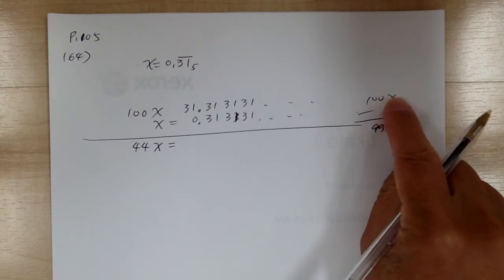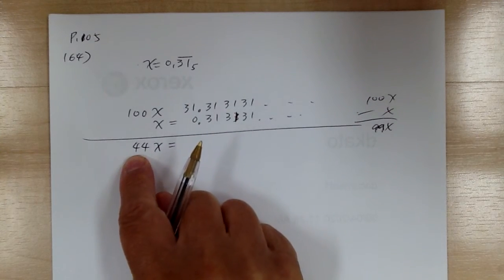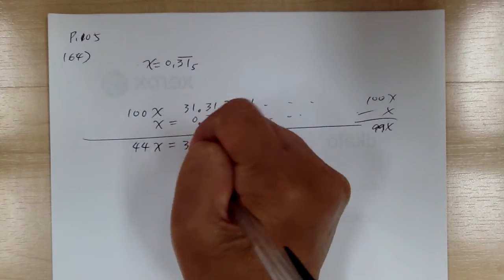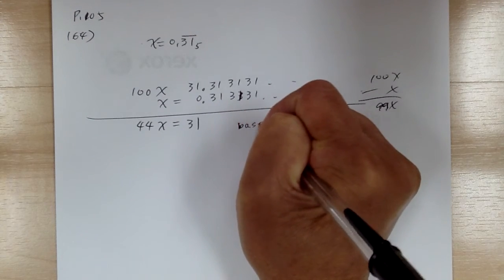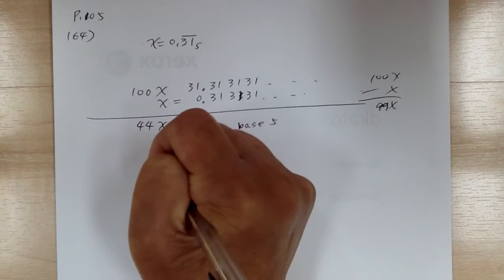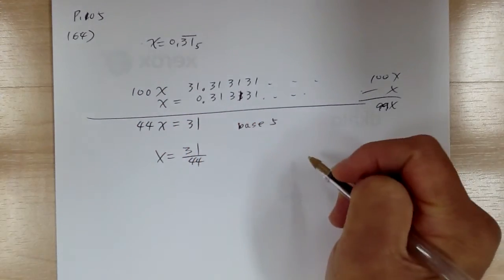Again, if it's base 10, you're going to get 9. Base 5, you're going to get 4. And this will equal 31. Again, this is base 5. Now you divide, so x equals 31 over 44. Again, this is base 5.